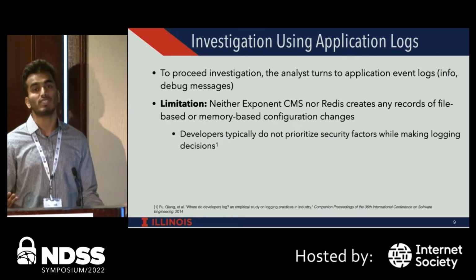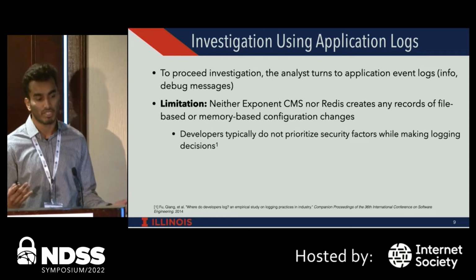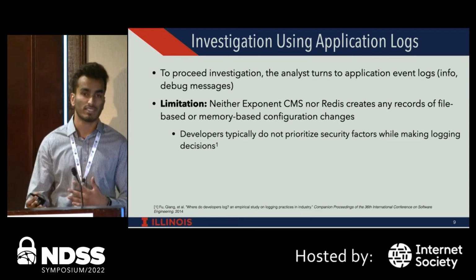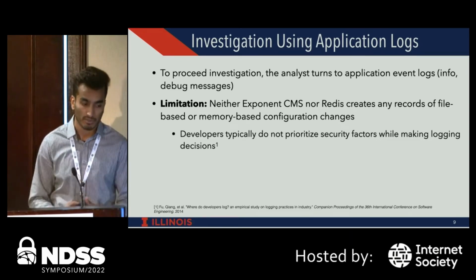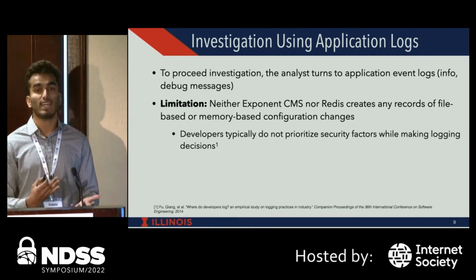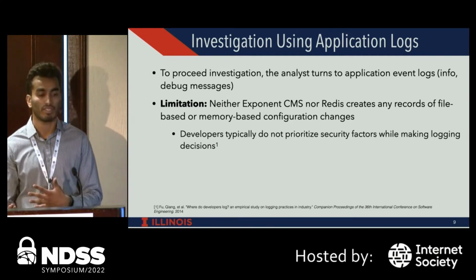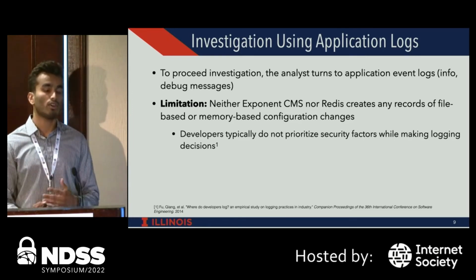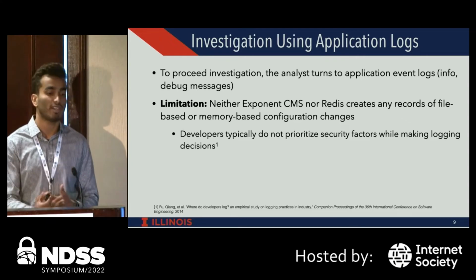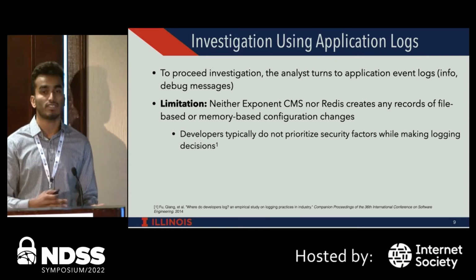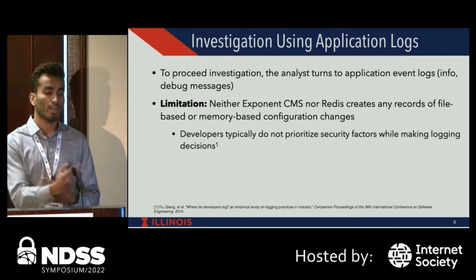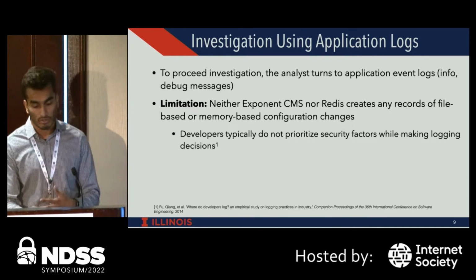So to carry on with the investigation and in hopes to identify some more information, the analyst then turns to application event logs such as info and debug messages in hopes to gain some additional context. However, unfortunately, neither Exponent CMS nor Redis creates any record of file-based or memory-based configuration changes. A survey on developers' logging practices reveals that developers typically do not take security factors into consideration while making these logging decisions, and that can explain why configuration change log events are not primarily found in application event logs.